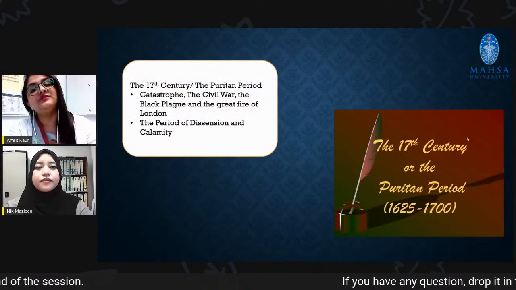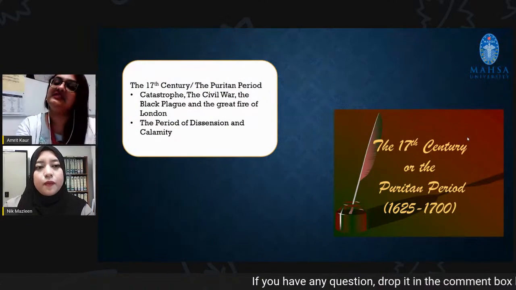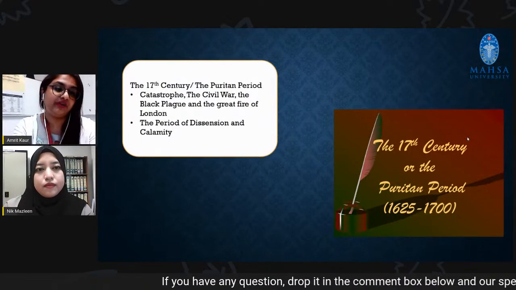Then we move on with the next one, which is the 17th century, or what you call the Puritan period.